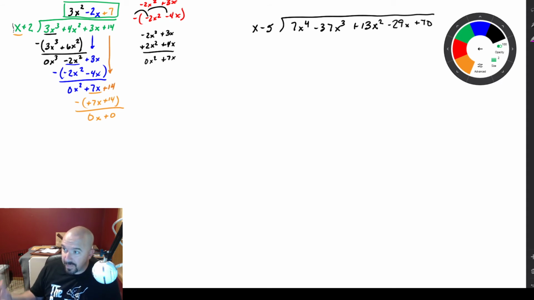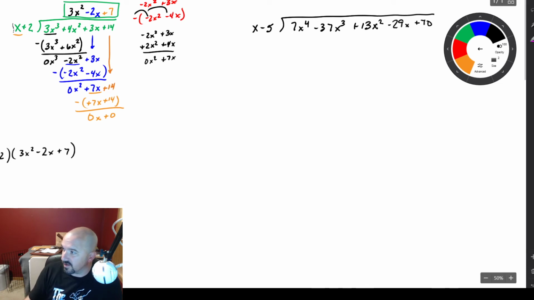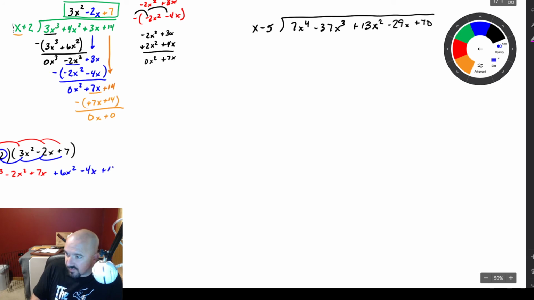That's it. Now, one of the things you can do is go back and test it just to make sure it works. You have to be cautious when you do this. Make sure that you're doing the multiplication correctly, because if you're not, you can come up with a quote-unquote right answer if you screw up twice the same way. So we're going to distribute this through. It's going to give us 3x cubed minus 2x squared plus 7x. We'll distribute this through, grabbing up the sign along with it. That's going to give us plus 6x squared minus 4x plus 14.